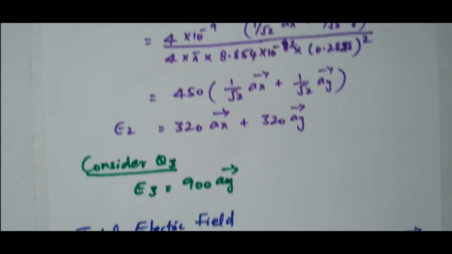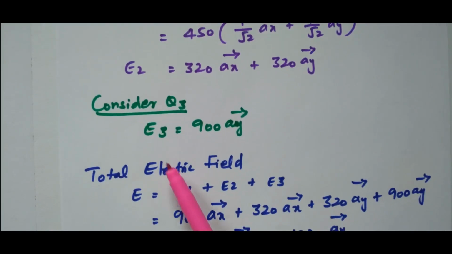Now we'll go to the third charge. Again it is the same, because the charge value and distance are already equal. So E3 is equal to E1. E1 we already calculated as 900 AX, so E3 is also 900 AY. It is only available as a vertical component, so there is no need to calculate again. The already calculated E1 value is taken as E3. Both E1 and E3 are the same. Only E1 is the horizontal component, and E3 will be the vertical component.